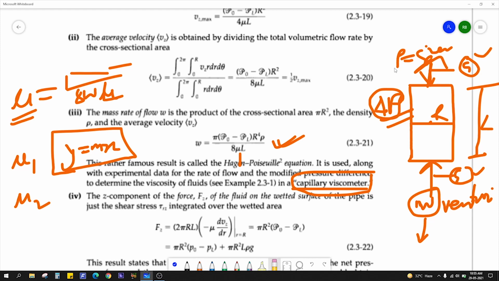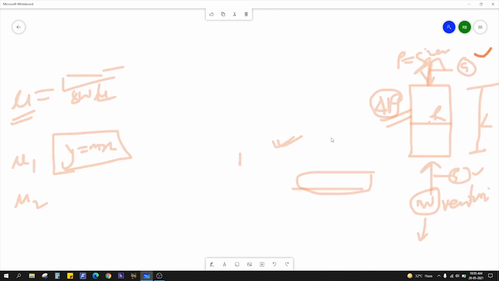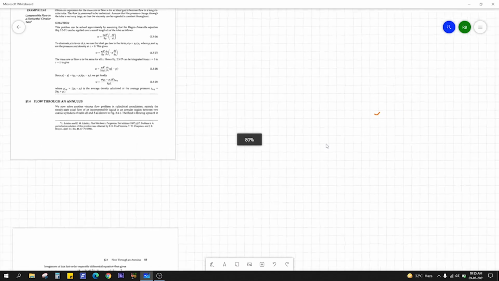Now we'll come to today's problem, that is flow through an annulus.